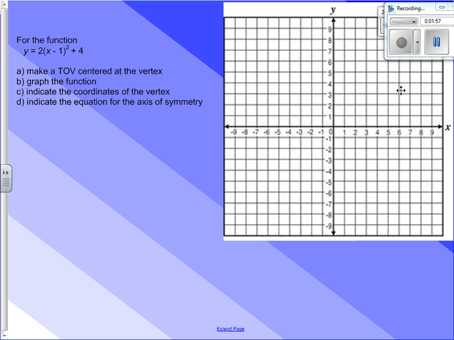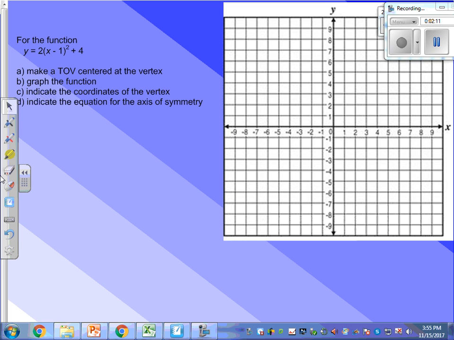All right, so let's go to our first example. The instructions that you're seeing, these four things: make a TOV, graph, indicate coordinates of the vertex, all that stuff, those are the same instructions that you're going to see on the quiz. What I'm going to do is walk you through going through those four things. So let's start with letter A.